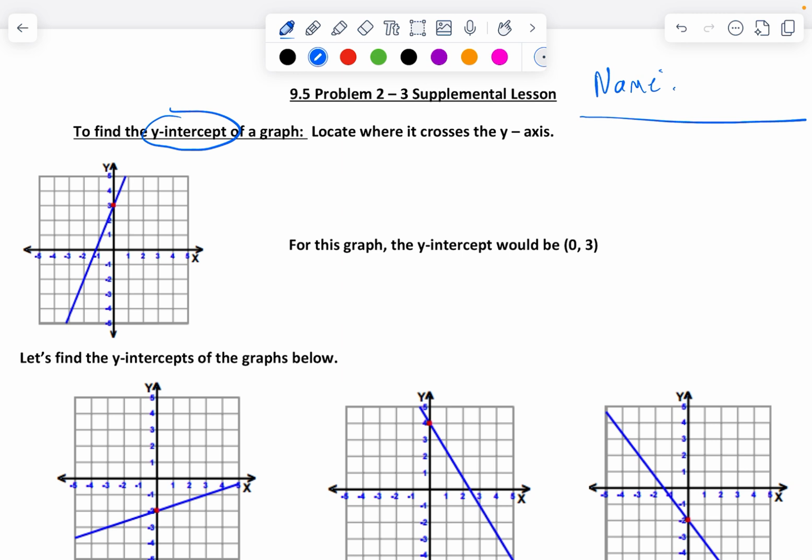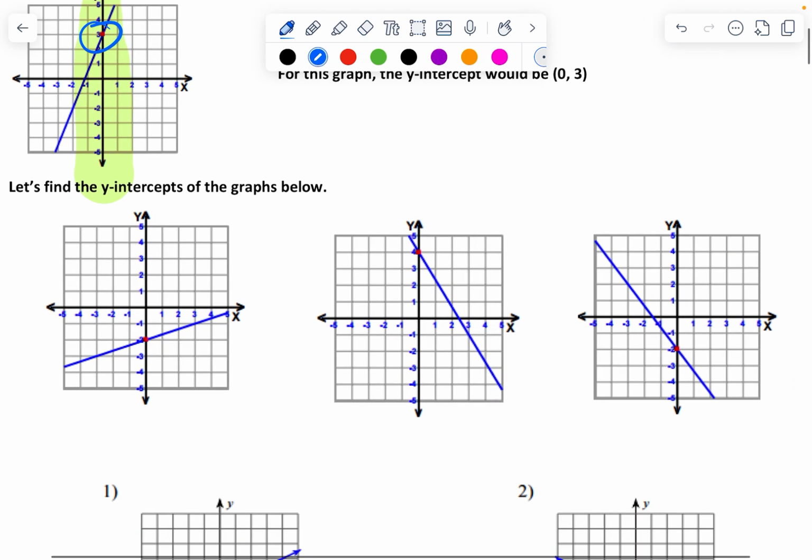So this should hopefully be really easy. If I look at the y-axis, where does it cross the y-axis? Right at 3. So let's do a couple of practice problems and I'll let you try. Look at the first one. Where does the y-axis cross? It crosses it right here at -2. So I'm going to put 0, -2.